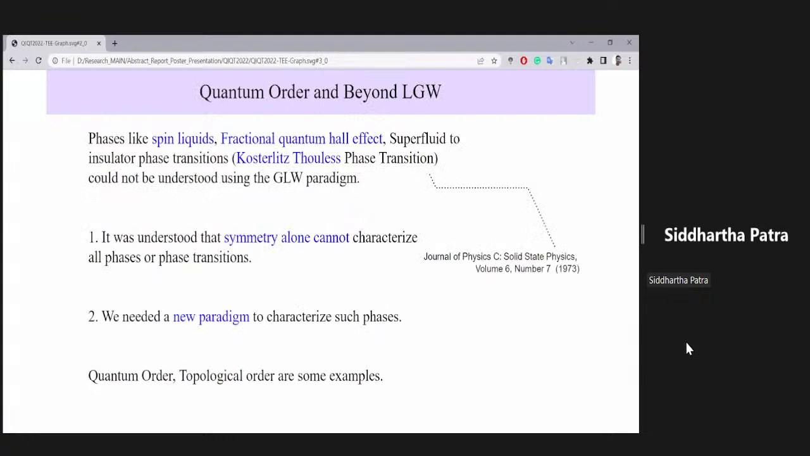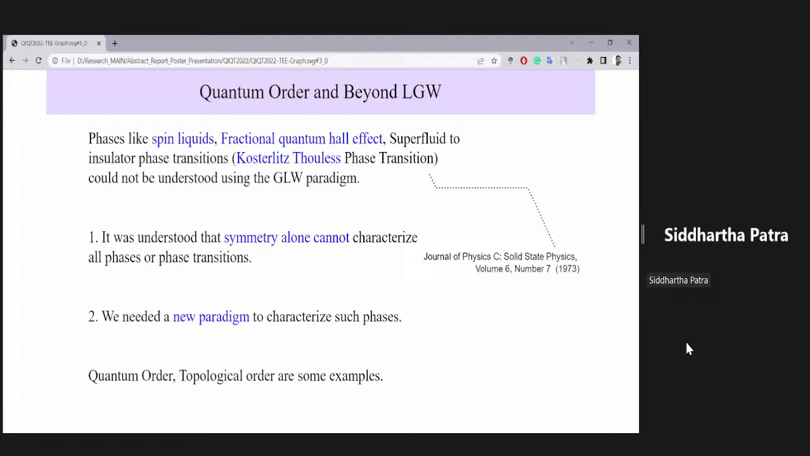Now, recently, recent means a few decades, some phases like spin liquids, fractional quantum Hall effects, and spin superfluid to insulator transitions show that symmetry alone is not sufficient to characterize those phase transitions. So some new paradigm is required to describe these new classes of phases and phase transitions.